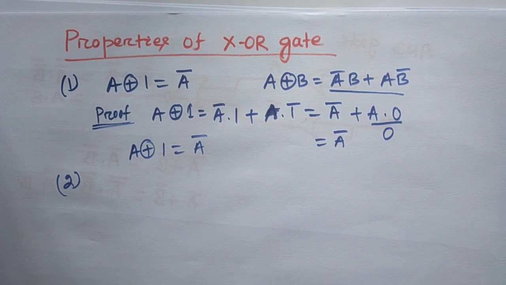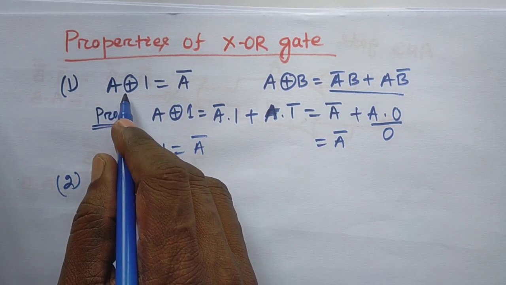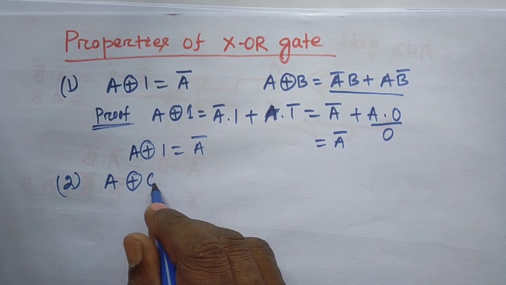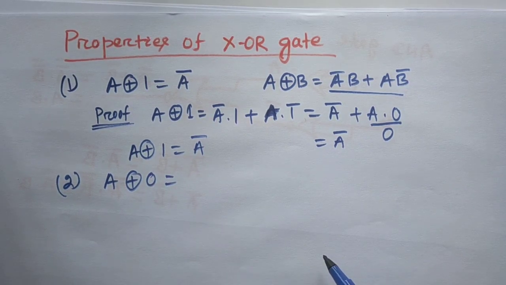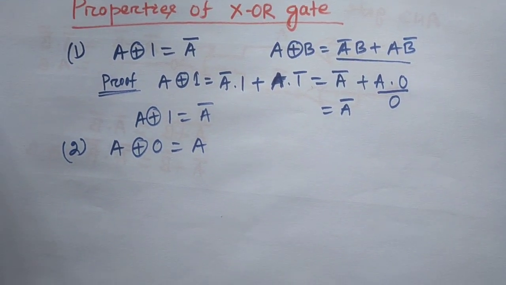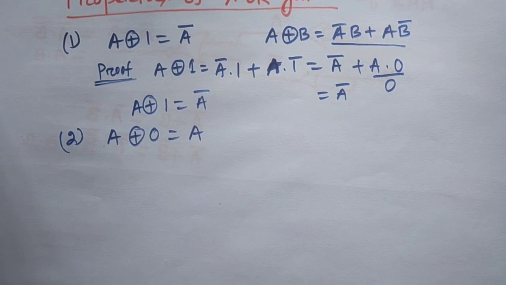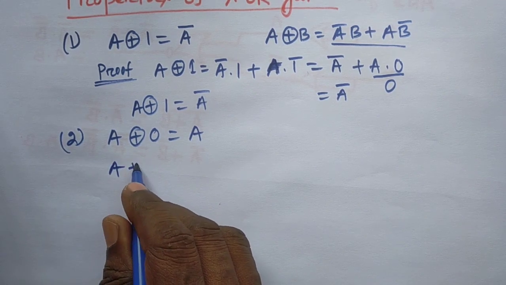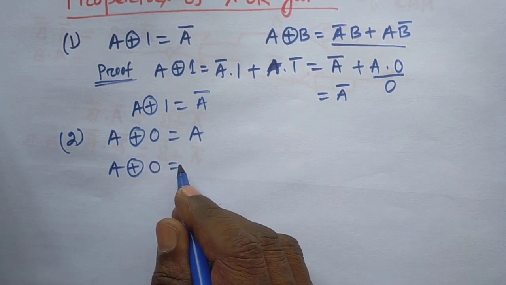That is, this is a XOR with 1. Similarly, a XOR with 0. Okay, a XOR with 0, that is a. We have to prove it. A XOR with 0, that is a. Same case, a XOR with 0. What is this?